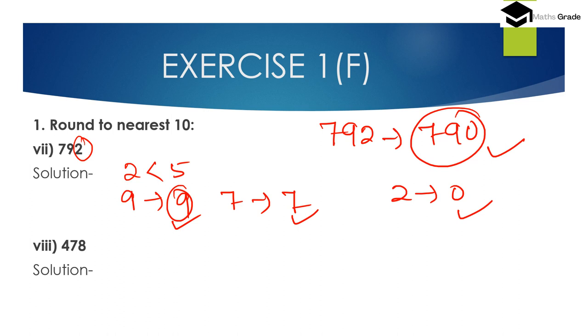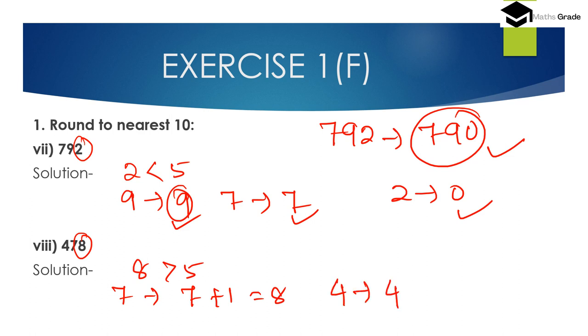Now 8th bit, 478. We have to round this number 478 to the nearest 10. When we round any number to the nearest 10, first look at the unit place digit. Here the unit place digit is 8, and 8 is greater than 5. So just add 1 to the tens place digit, that is 7 changes to 7 plus 1, that is 8. And write down the hundreds place digit as it is, and this unit place digit 8 changes to 0. So 478 rounded to the nearest 10 is 480.